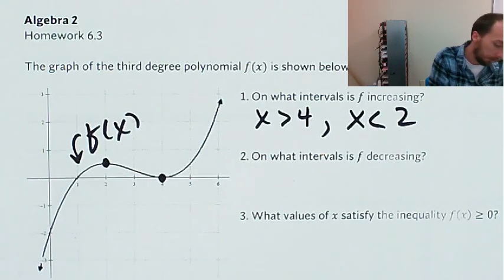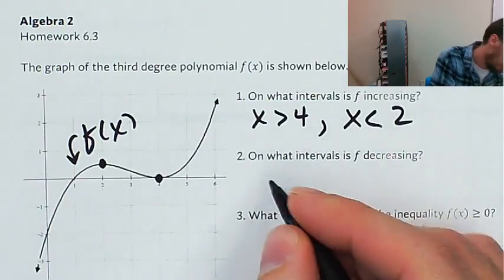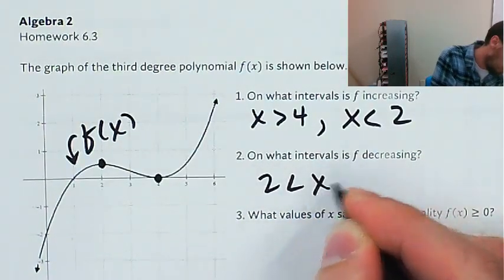And then on what intervals is f decreasing? Somewhere where it's going down is really only this middle portion, and that's between 2 and 4.